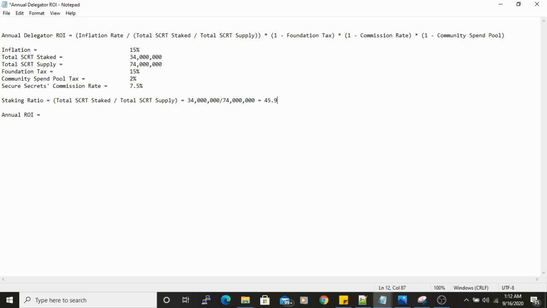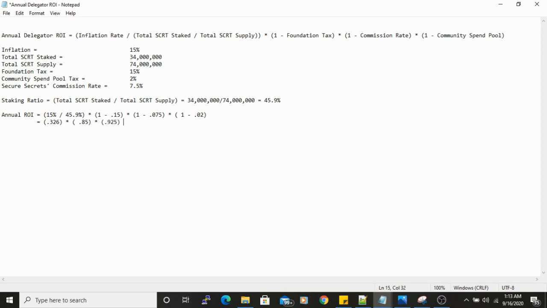So if we go ahead and plug our numbers into the annual ROI equation, we have our inflation rate of 15% divided by our staking ratio of 45.9%. Now that number right there is our block reward. But we now need to go ahead and calculate out how rewards are subtracted from the annual ROI. So we go ahead and subtract 15%, the 7.5%, and the 2% tax, all of them separately, and we go ahead and multiply that by the annual ROI to find out what our return on investment is.